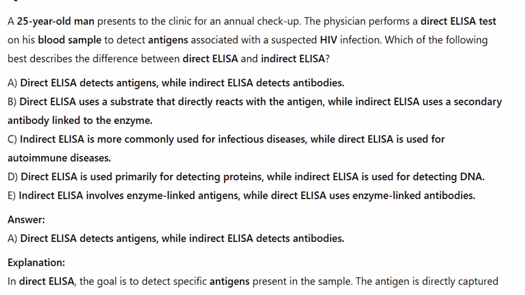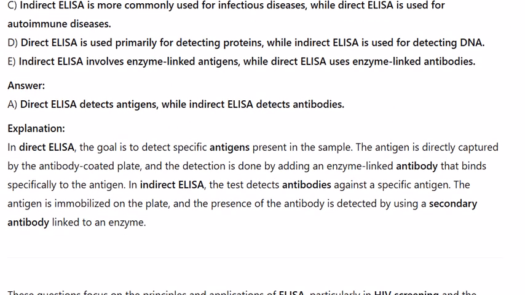Answer: A. Direct ELISA detects antigens, while indirect ELISA detects antibodies. Explanation: in direct ELISA, the goal is to detect specific antigens present in the sample. The antigen is directly captured by the antibody-coated plate, and the detection is done by adding an enzyme-linked antibody that binds specifically to the antigen.